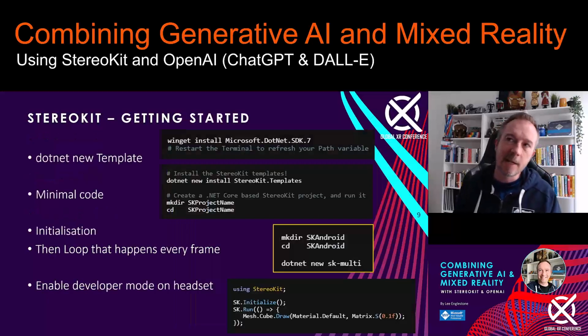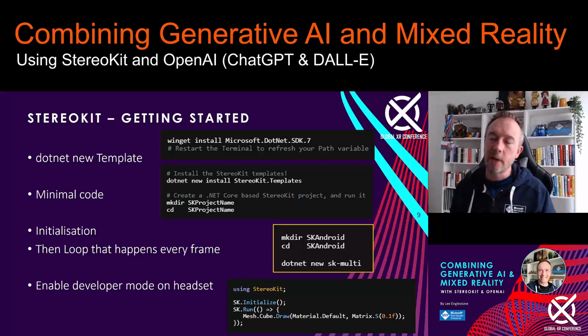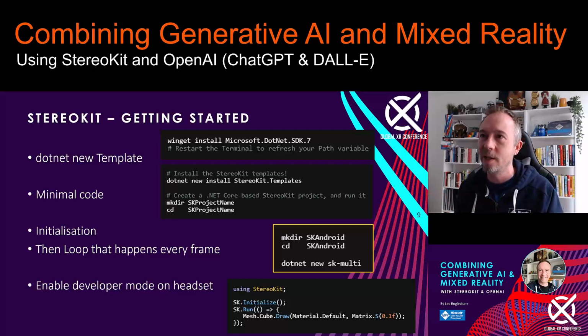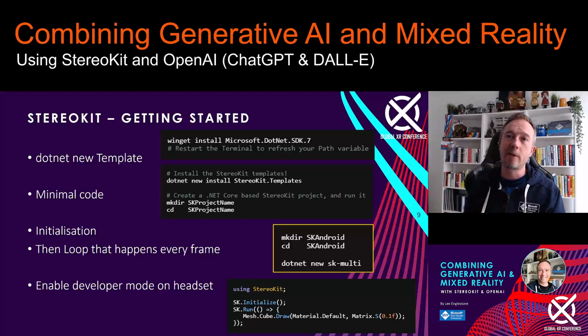Getting started in StereoKit is super simple. If you head on over to StereoKit.net, there's some instructions on there, but I will just show you some of those instructions. There are templates you can install to get started. Before that, you want to make sure that you've got the .NET version 7 SDK installed, and you can do that just from the command line using Winget. If you've got Winget installed, you can install the templates.